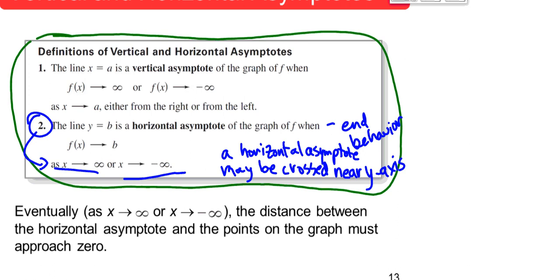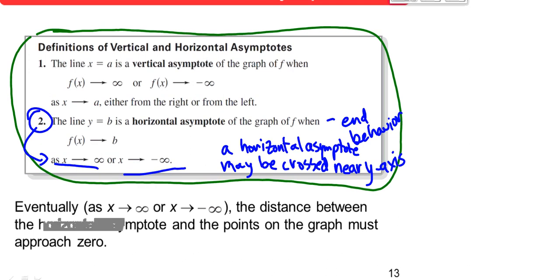So now we want to look at how we're going to figure out where these horizontal and vertical asymptotes are. So the definition of vertical and horizontal asymptotes: the line x equals a is a vertical asymptote of f when f of x goes to infinity or f of x goes to negative infinity as x goes to a from either the right or the left.